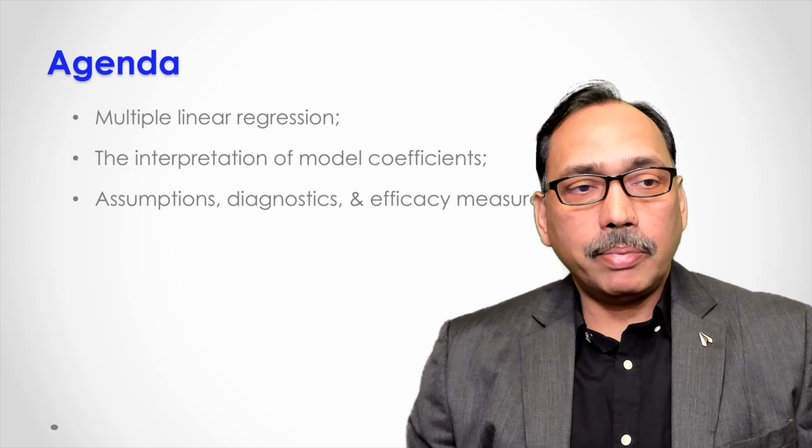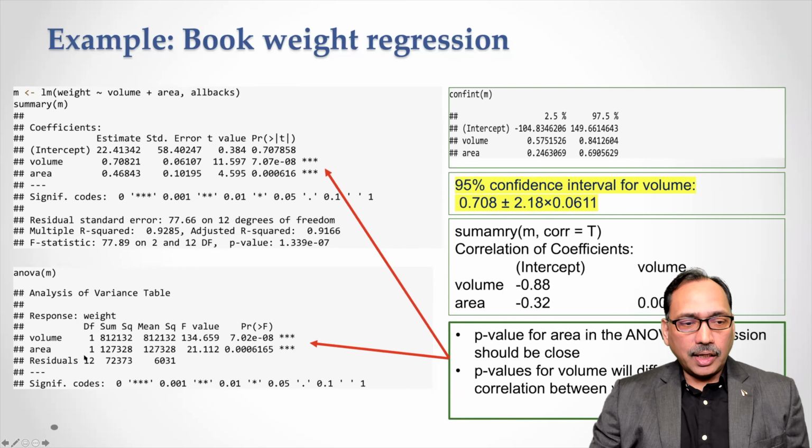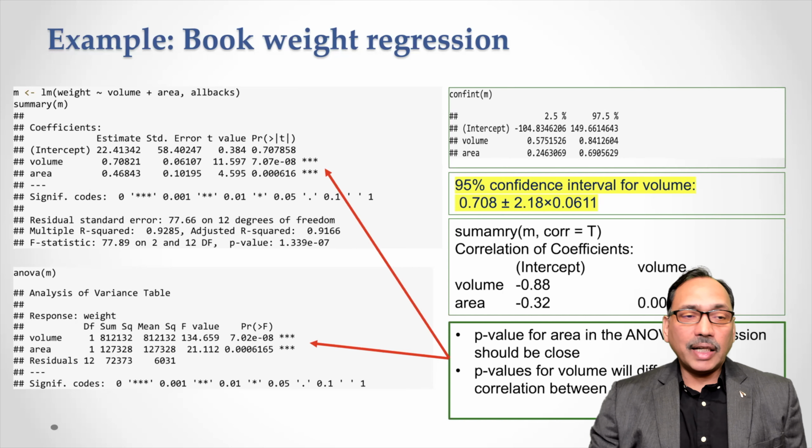Volume and area are. When you do ANOVA for this model M, this is what we get. So now we have residuals as 12, because if your total data points are 15, then 15 minus 3: one for intercept, one for volume, one for area. So you lose 3 degrees of freedom. So 15 minus 3 gives you 12 for the error.